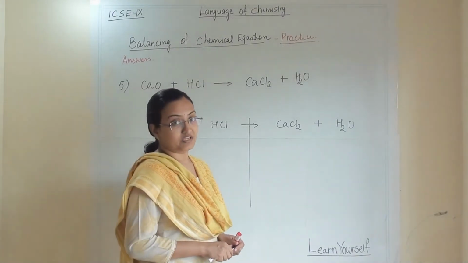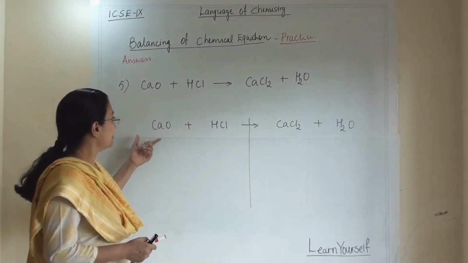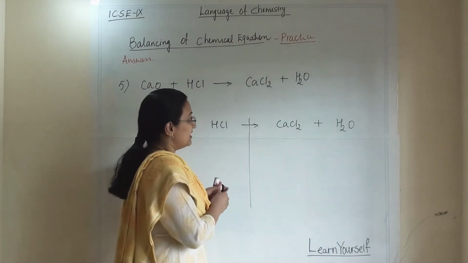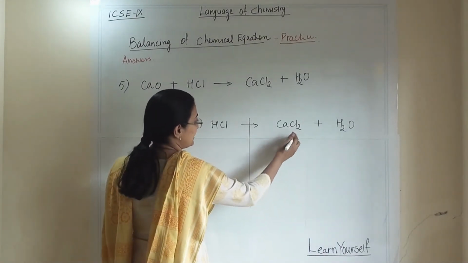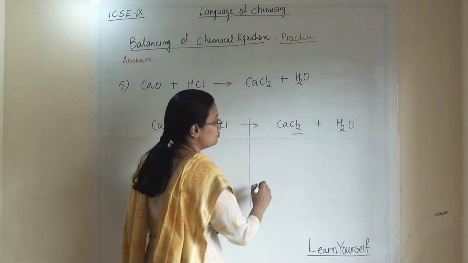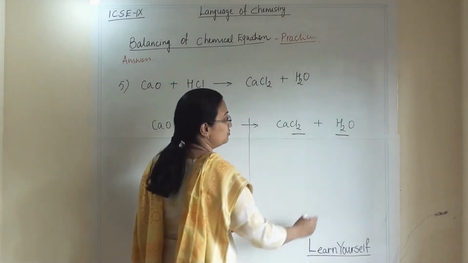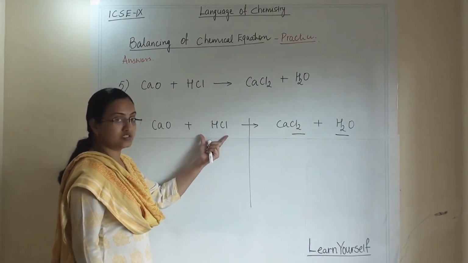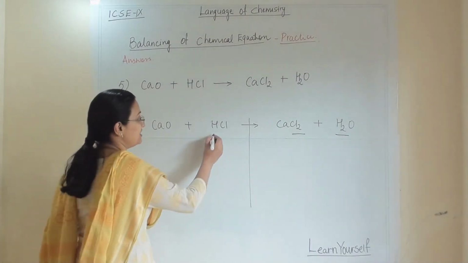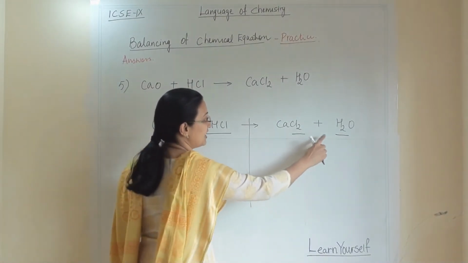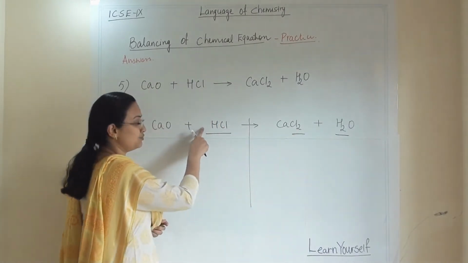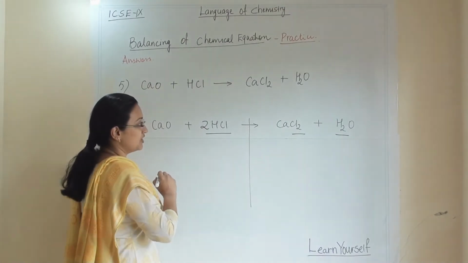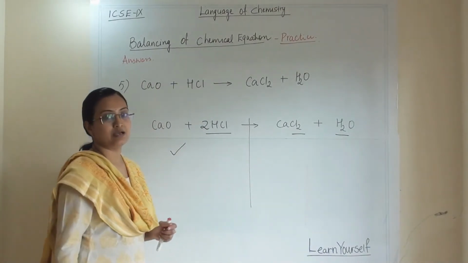The fifth reaction. By looking at this reaction, you can see that towards the product side we have 2 chlorine and 2 hydrogen, whereas towards the reactant side we have HCl, both atoms together and that too in 1. So we can add 2 here and our equation is balanced.